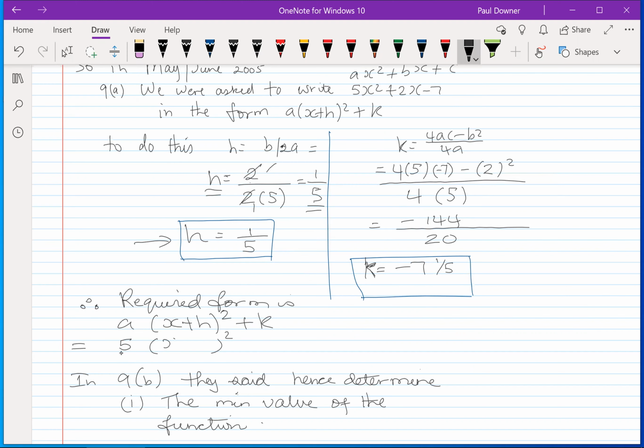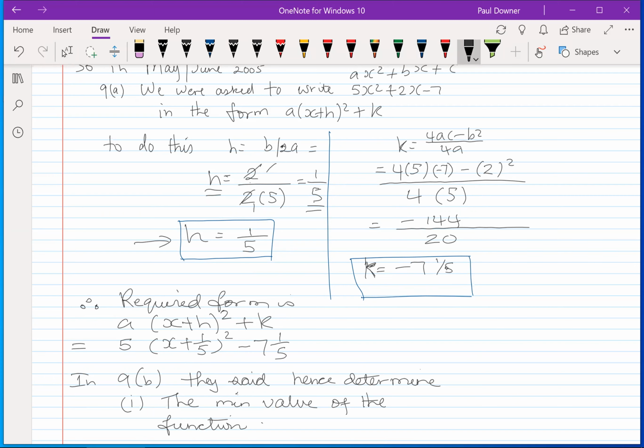X is still X. H, let's see what H is. H is equal to 1/5. So where I'm seeing plus H, now I have to put in 1/5. So I'm doing that. This square here is this squared, and then we have plus K. What is K? K right here, we worked out to be minus 7 and 1/5. So we're going to use that here. Plus K is plus minus 7 and 1/5, which is the same thing as minus 7 and 1/5.